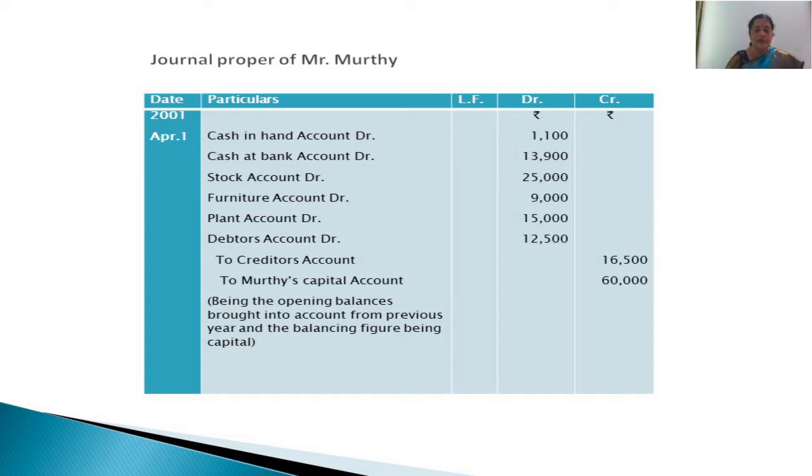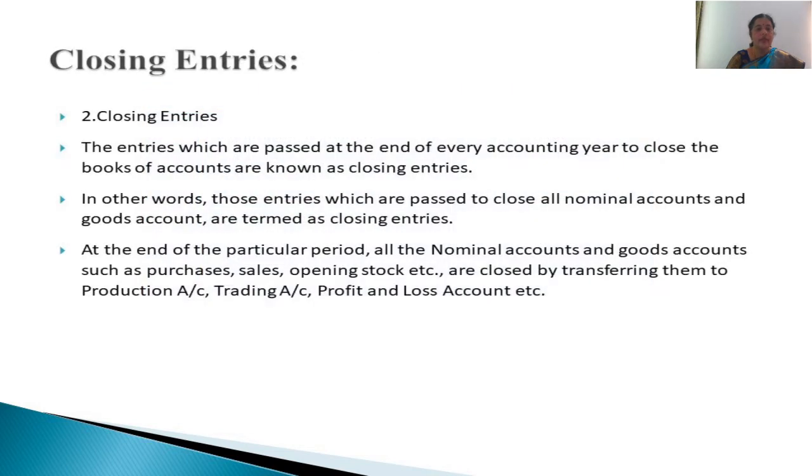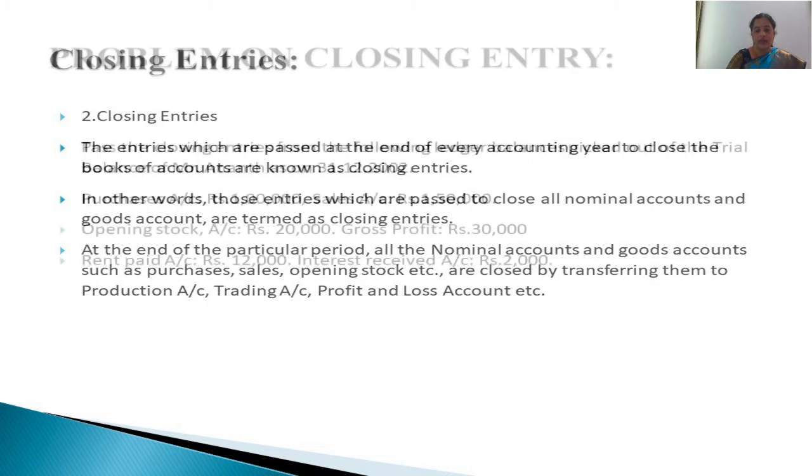And this entry is what we call opening entry. Then what is this closing entry? See, at the end of the year, we have to pass the entry to transfer it to the relevant accounts, and that entry is what we call closing entry, and they are related to purchases, sales, opening stock, and these are to be closed to be transferred, which facilitates the preparation of final accounts, that is, for the preparation of trading account and profit and loss account.